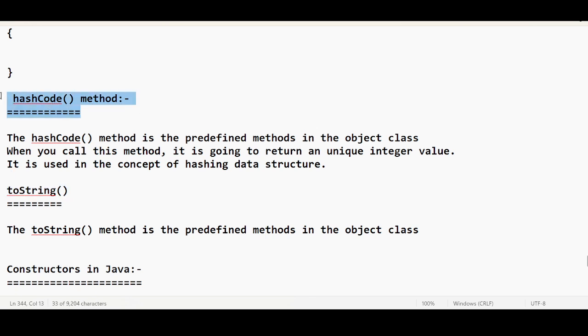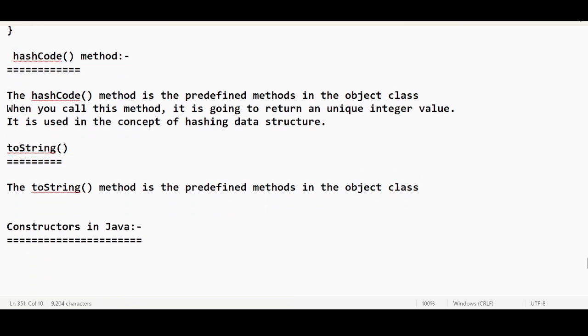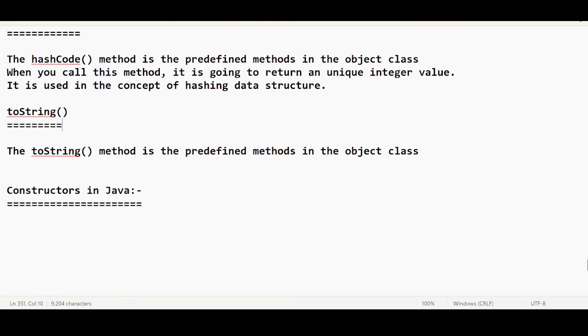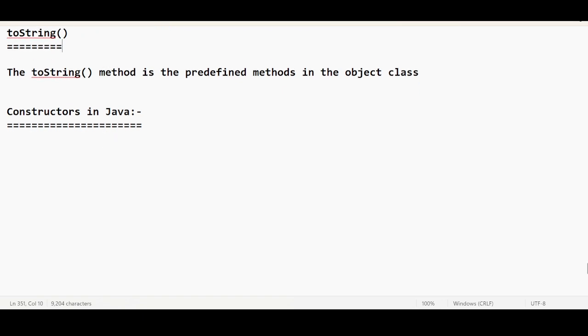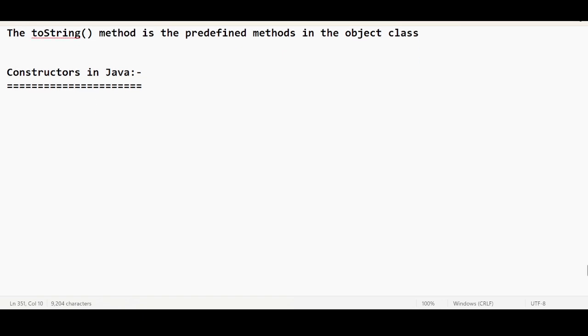The hashCode method is also part of those 11 methods. The toString method is one of the methods in the Object class. We have understood its implementation and its importance in yesterday's class. So today we will start discussing the complete picture of Java constructors.